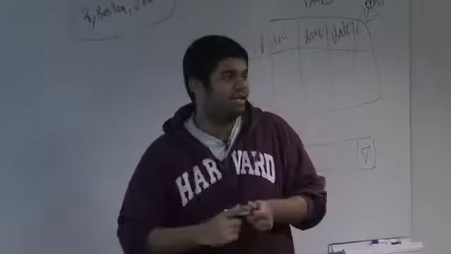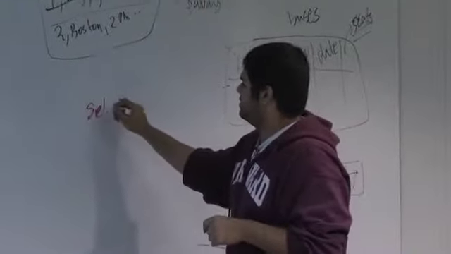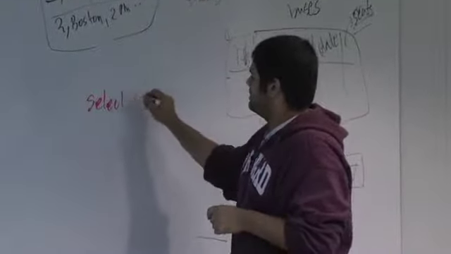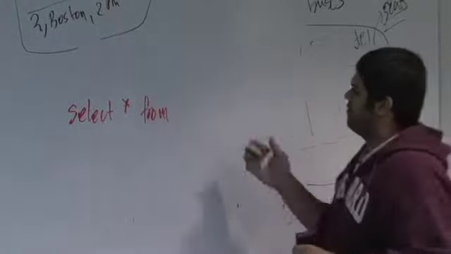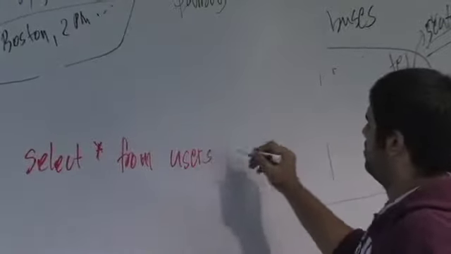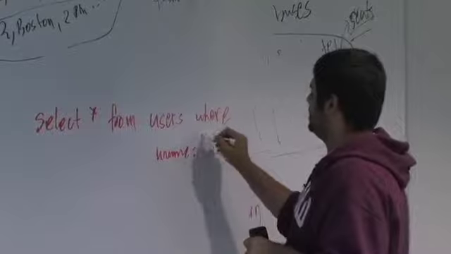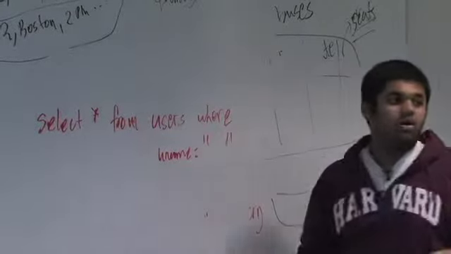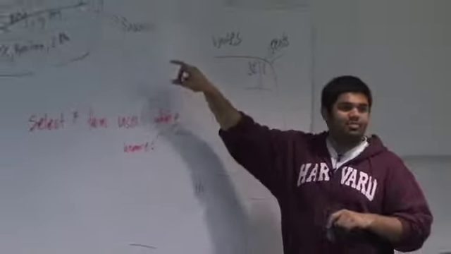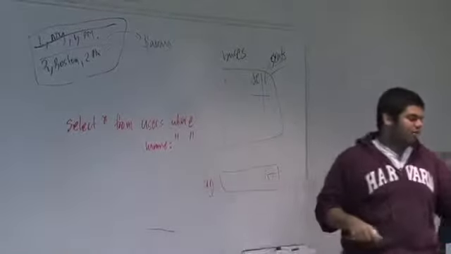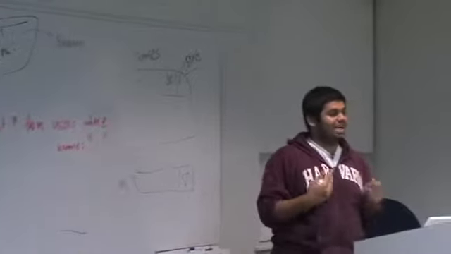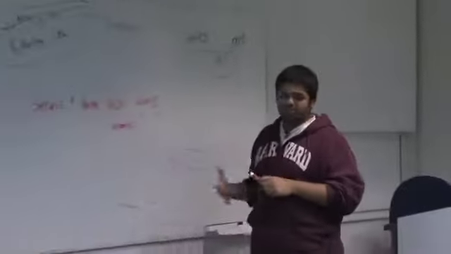So let's say you have a query of the form: select star from users where username equals. There's a form that submits to your PHP file, and you basically grab it and fill it here, right? The problem with doing this without sanitization is that the user could submit something.